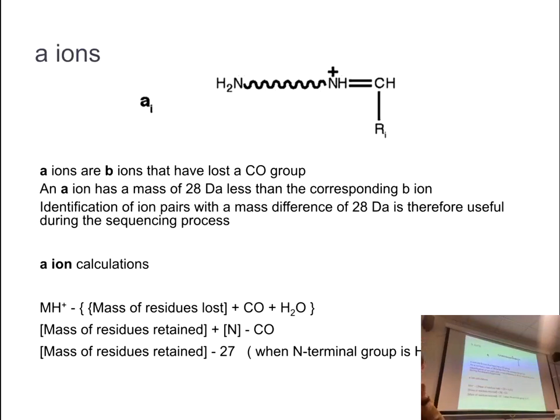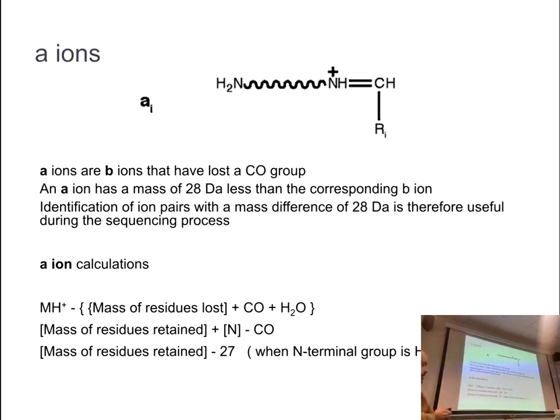Sorry, I'm coming back. So you've got a B ion pair. You can calculate the B ions, and then the A ion is going to be minus CO. So it's the mass of the residues retained plus N minus the CO group. And as I said, it's very useful during the sequencing process, because you can pick up these sort of doublets.